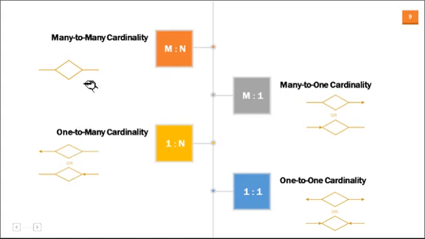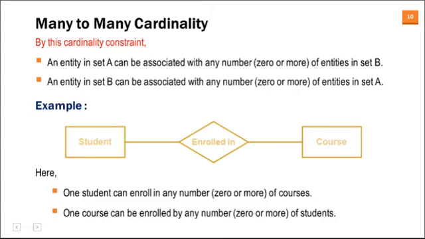Representation, we can represent it this way. First we will discuss many-to-many cardinality. I have two entity sets. One is the student entity set and the other one is the course entity set. An entity in set A can be associated with any number of entities in set B, and an entity in set B can be associated with any number of entities in set A.